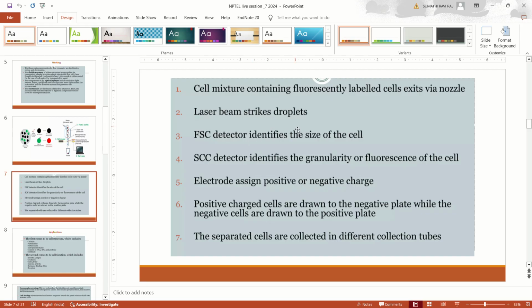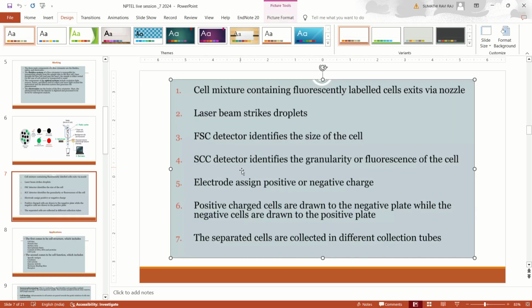If you have a clump of cells, even if they are the same cell, it will be detected as a different cell because of the difference in size. The clump will be larger in size, so it will have a different forward scattering than the single cells. Based on this different size, you can differentiate among your cells, if you have variation in your mixture. If your cells are very different in size from each other, then you can easily use forward scattering to separate them. And then your side scattering detects the granularity and the fluorescence of the cell.